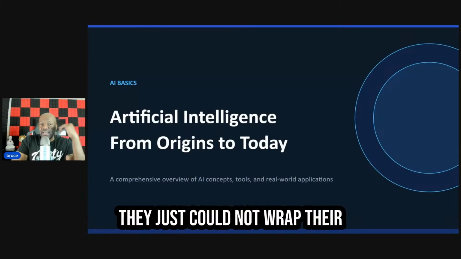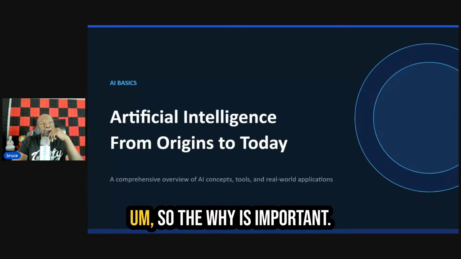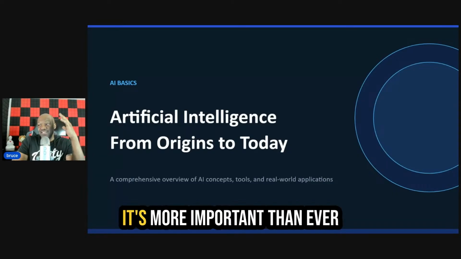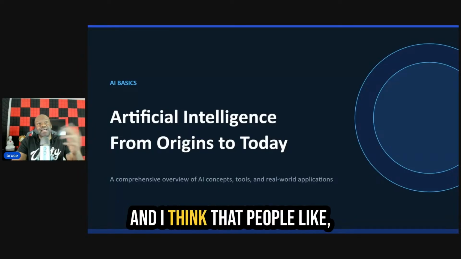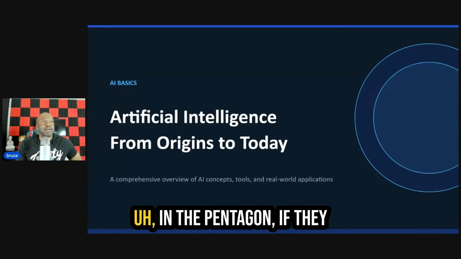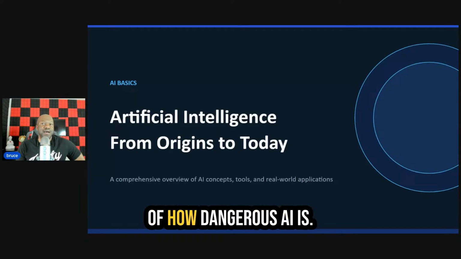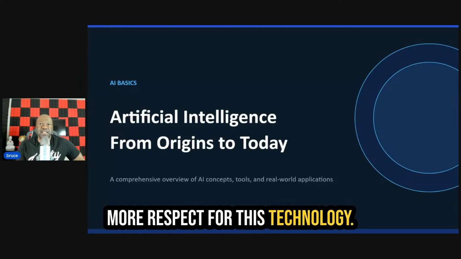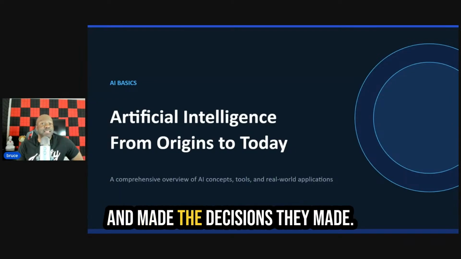But people who didn't, they just could not wrap their head around why we had to do it. So the why is important. With artificial intelligence, it's more important than ever, really, because this is something that's going to change everything. And I think that people like in the Pentagon, if they understood more about the why of how dangerous AI is, maybe they would have more respect for this technology. They'd have more respect for why Anthropic did what they did and made the decisions they made.